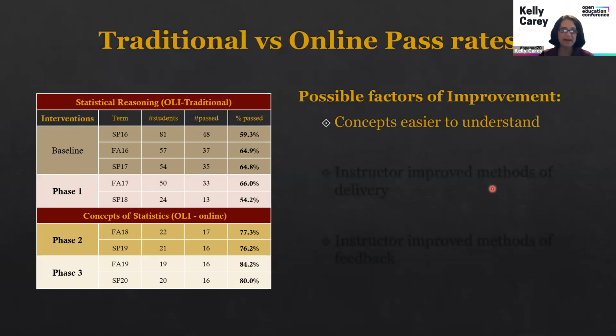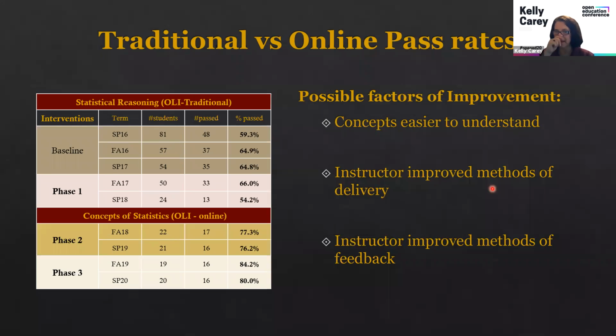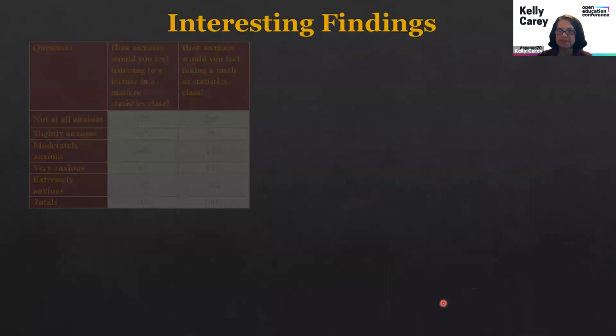Some of the reasons I might have had such good success were that the concepts were easy to understand. I tried to improve methods in Canvas to make it more user-friendly, and add supplements for their learning. And then I just improved my feedback. My feedback became sooner and not later. And I think that helped a lot.